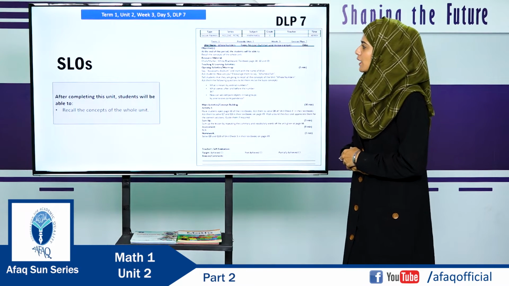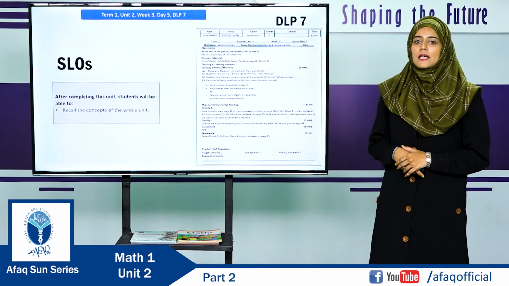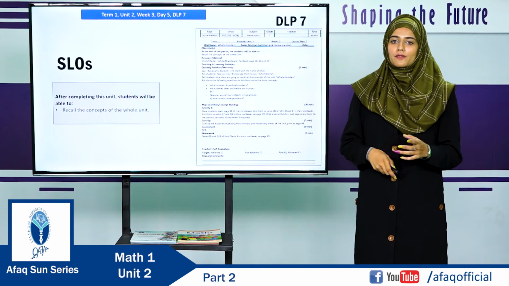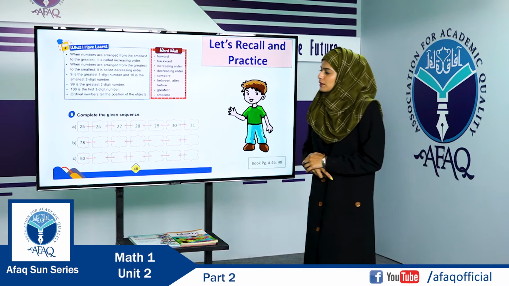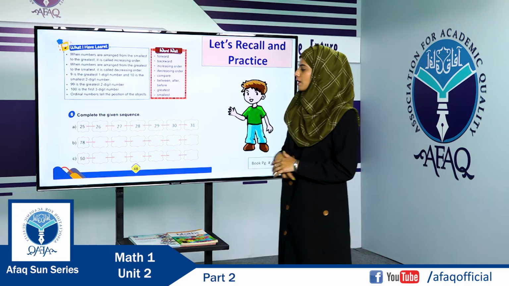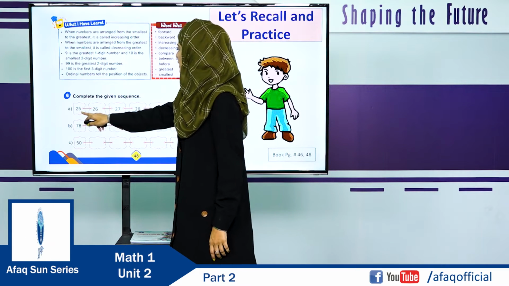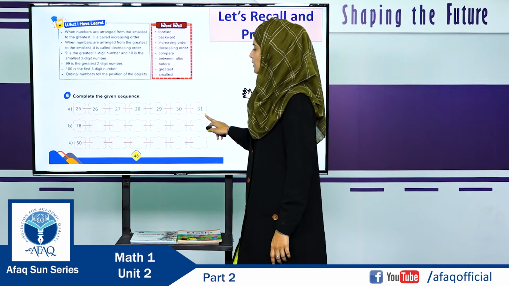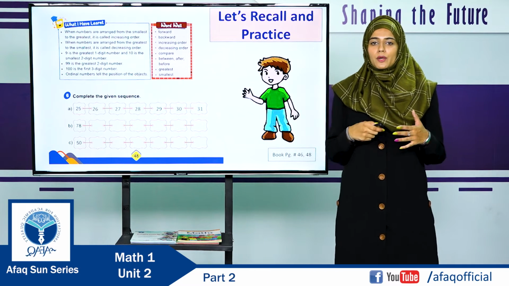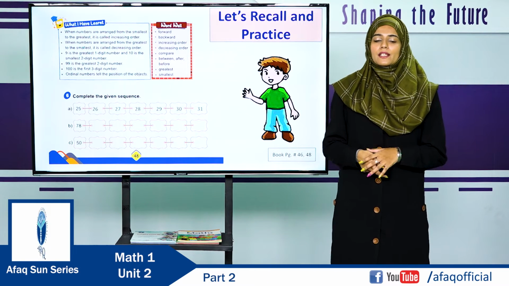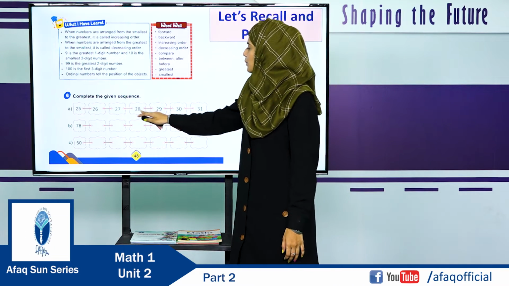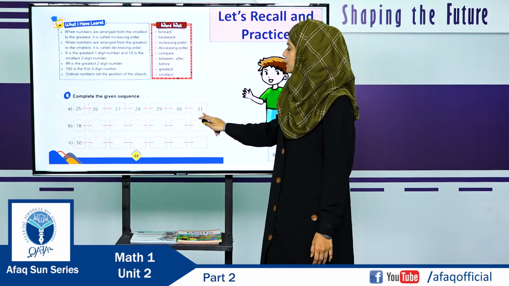Recall the concepts of the whole unit. To cover this, the methodology has been provided in DLP 7, which falls in term 1, unit 2, week 3 of day 5. Here is a question, you have to complete the given sequence. Here is written 25 and you have to fill these boxes. So complete the sequence. You know that after 25, what is the number? It's 26. Yes. Then you write 27, then 28, 29, 30, 31.